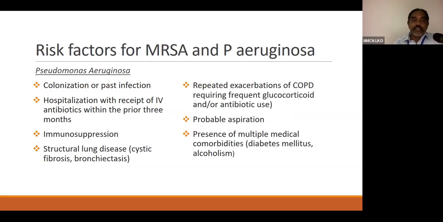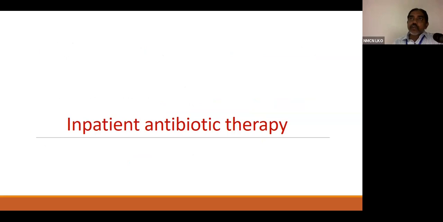And for Pseudomonas: colonization or past infection, receipt of IV antibiotics in the last 3 months, presence of immunosuppression, structural lung disease like cystic fibrosis or bronchiectasis, or TB sequelae, or patients who have repeated exacerbations of COPD requiring frequent glucocorticoid or antibiotic usage, a history which suggests a probability of aspiration pneumonia, or multiple medical comorbidities like diabetes mellitus, alcoholism, etc. So this is all about outpatient therapy of community acquired pneumonia.